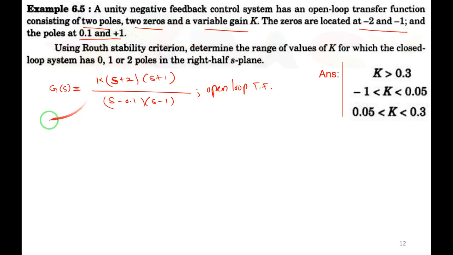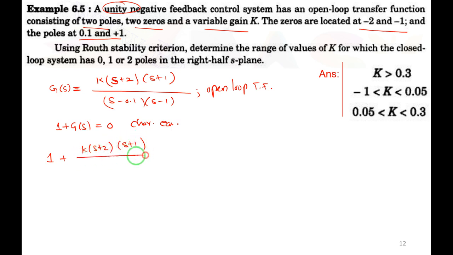Next, we have to form the characteristic equation. Anyhow, it is a unity negative feedback system, so H of s is 1. So 1 plus G of s into H of s, with H of s being 1, gives 1 plus G of s equal to 0, the general characteristic equation. So we form 1 plus k into s plus 2 into s plus 1 divided by s minus 0.1 into s plus 1 equal to 0. We'll first get the characteristic equation, so we'll take the LCM.